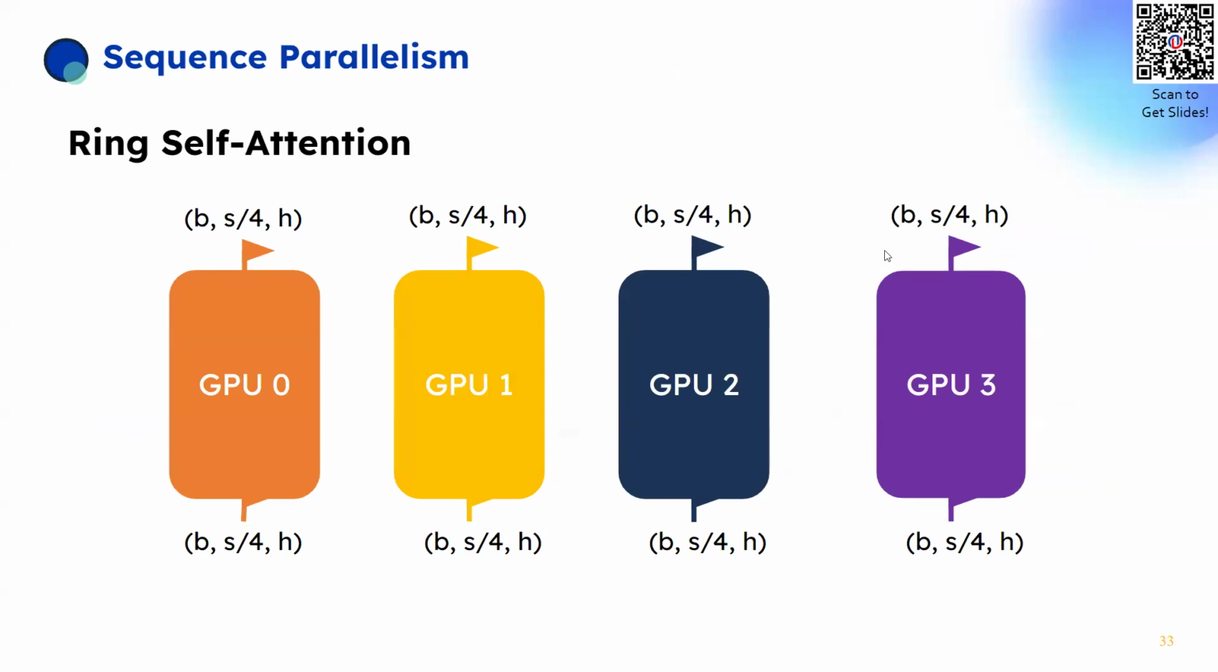So now, how can we partition the sequence? Like we have 4 GPUs here. B means batch size, H means hidden dimension. So how about the sequence length? For each GPU, we just partition it by 4, because we have 4 GPUs. If we have P GPUs, we partition it by P.